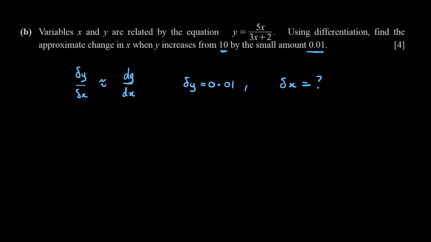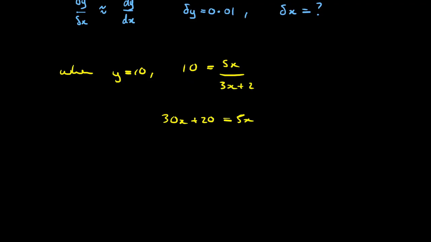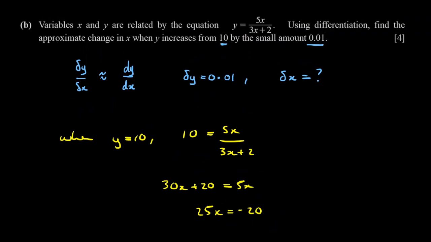Okay, then, what do we have to do? Well, firstly, we've got to find the x coordinate when y is equal to 10. So let's start with that. When y is equal to 10, we have 10 is equal to 5x over 3x plus 2. So let's multiply through. We get 30x plus 20 is equal to 5x. And so therefore 25x is equal to negative 20, and so x is equal to minus 4/5. Okay, so that's our first thing: the x coordinate that corresponds to y equal to 10.